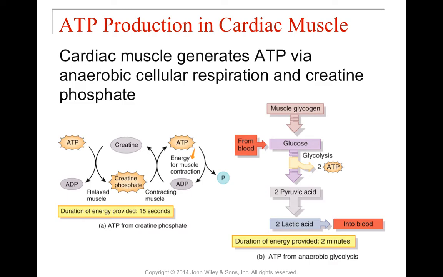Then that pyruvic acid has to get converted, because normally that pyruvic acid is going to enter into what we call cellular respiration pathways in the mitochondria, and that's going to create all the rest of the ATP that we normally get under aerobic conditions. But in anaerobic conditions, pyruvic acid is going to get converted to lactic acid and get depleted out into the blood. And so that's going to be how the ATP is going to arise from anaerobic glycolysis.